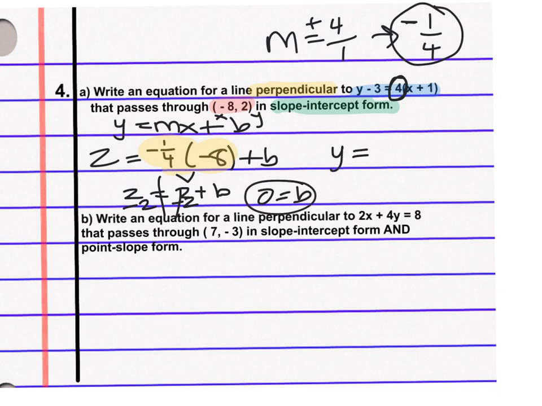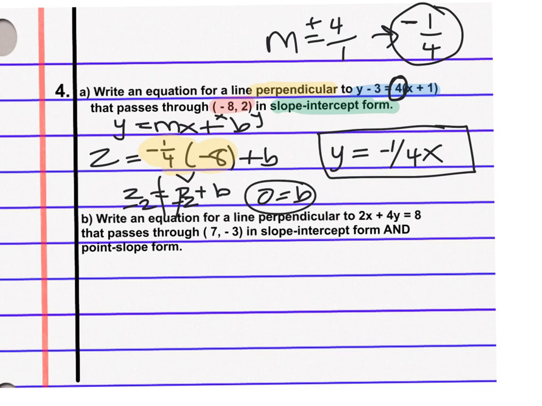So my final answer is y equals negative 1/4 x. And then you actually don't really need to put anything. If you want to put plus 0 or minus 0, you can, but since adding 0 doesn't really change anything, we usually just write it as y equals negative 1/4 x.